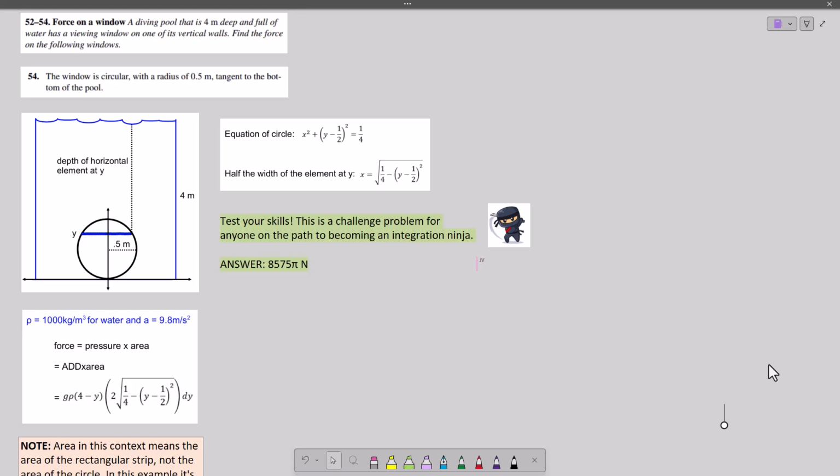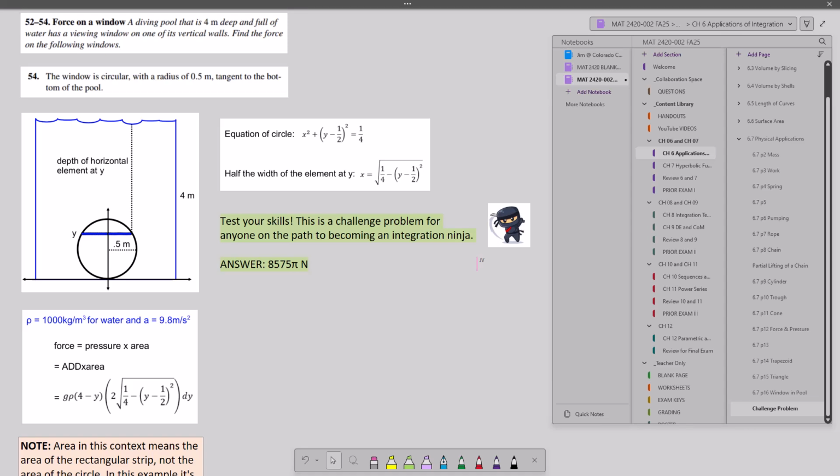A few fractions feels like a million fractions when you're already in the hardest concept, which is finding the force on the circle, on a circular window. So if you want to go through it and try to get the integration, I put the answer there if you want to try to become an integration ninja, which is a goal for some people. It is a goal for some people. You want to integrate everything.